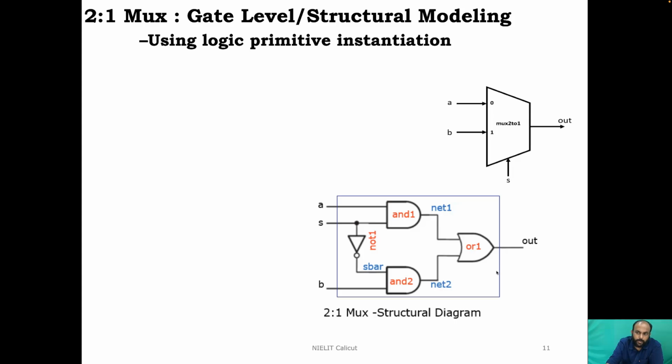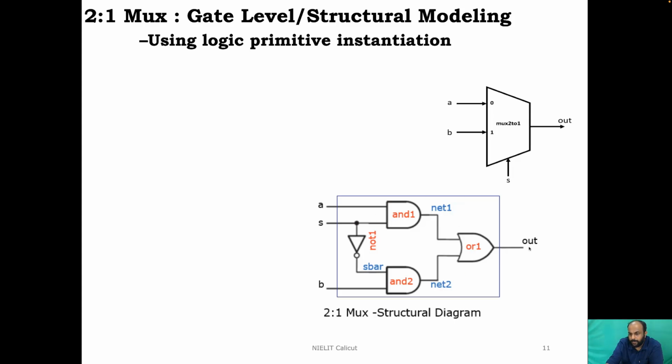Now let us see how the same multiplexer is implemented using structural modeling. To implement its structural modeling, we need to understand what is the structure of the circuit which we are trying to implement. From this specification, it is clear that the expression for output is A S bar plus B S. So the same thing is materialized here.